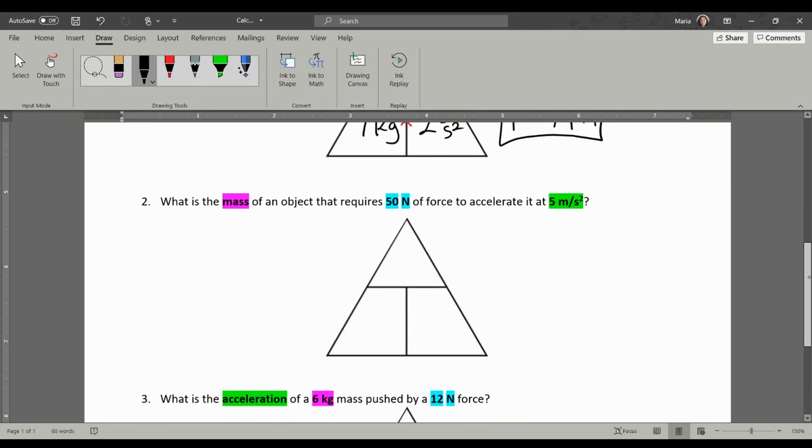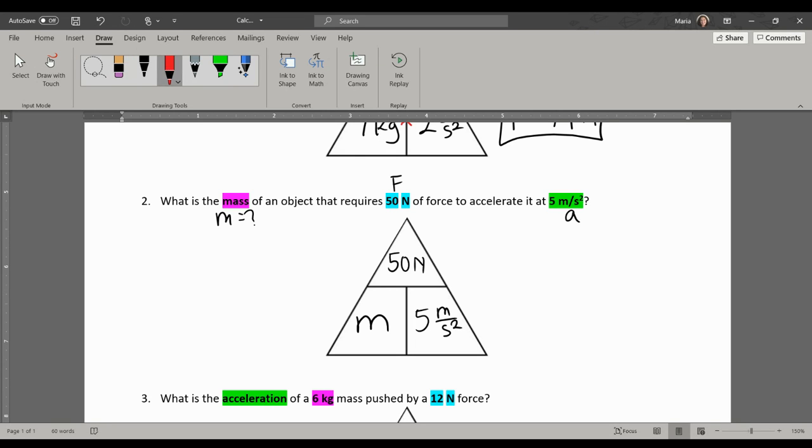Number 2 says, what is the mass of an object that requires 50 newtons of force to accelerate it at 5 meters per second? So in this case, I'm trying to solve for mass. The 50 newtons is always going to be my force, and the 5 meters per second is my acceleration. Once I know that, I can start putting things into my triangle. Force is always at the top. I don't know mass, so I'm just going to write m. And my acceleration is 5 meters per second squared.